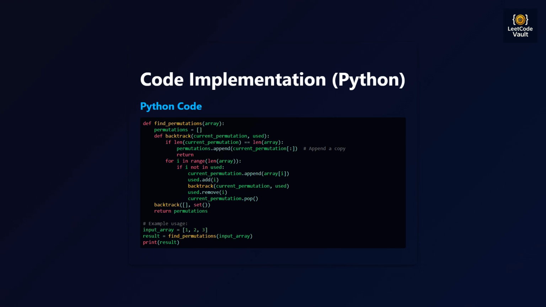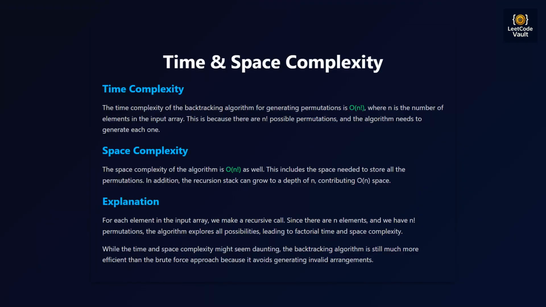Otherwise, for each element in the input array, we check if it has already been used. We'll keep track of this. If not, we add it to the current permutation, recursively call the function, and then remove it to backtrack. This ensures we explore all possibilities. We'll then return the list of all permutations.